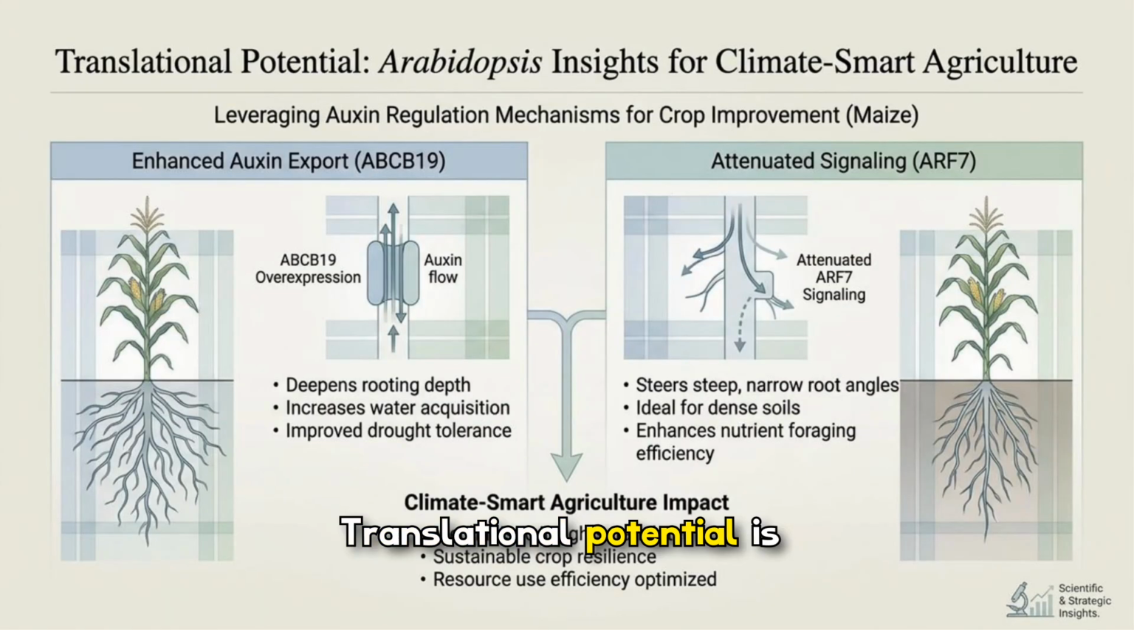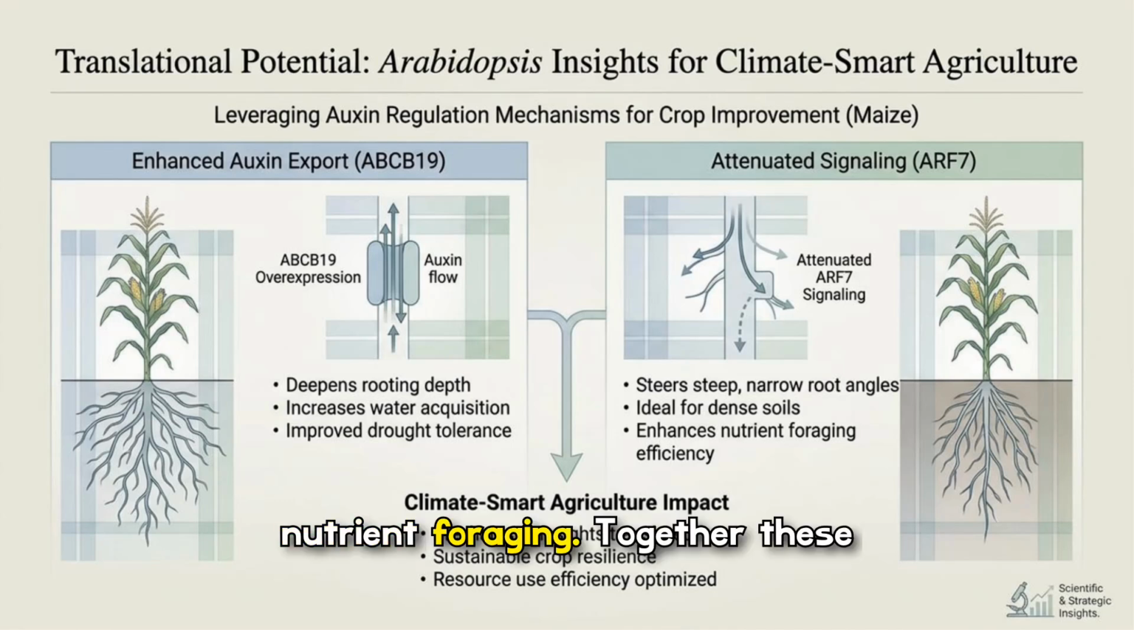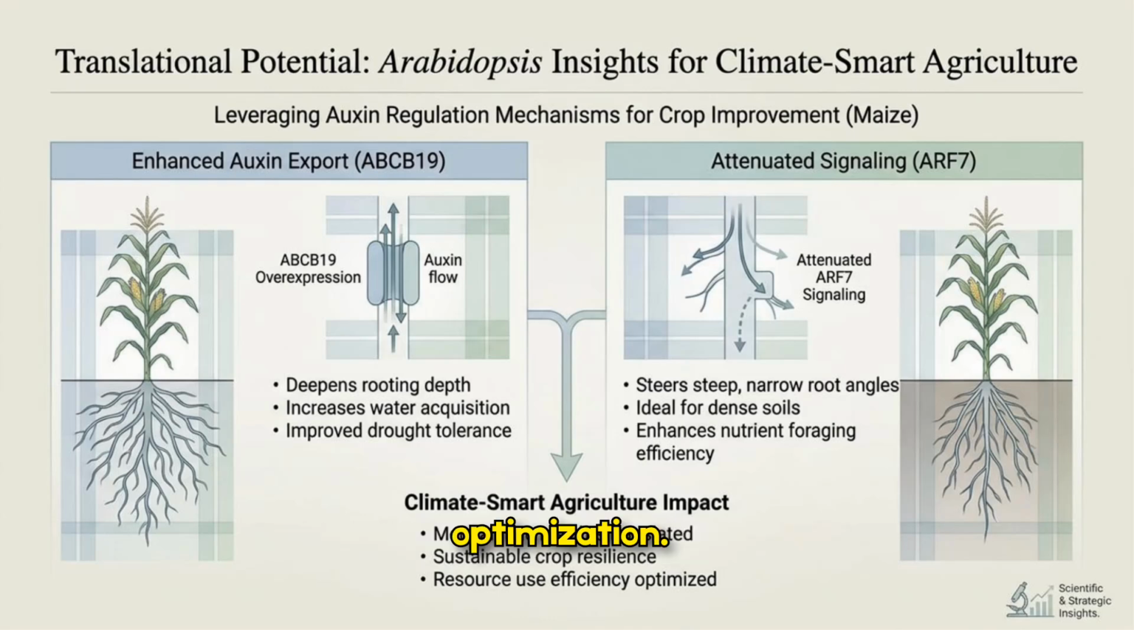Translational potential is highlighted by two strategies: enhancing auxin export, for example via ABCB19 overexpression, can deepen rooting depth and improve drought tolerance, while attenuating ARF7 signaling can steer steeper root angles suited to dense soils and efficient nutrient foraging. Together, these mechanistic insights point toward climate-smart crop improvements and resource use optimization.